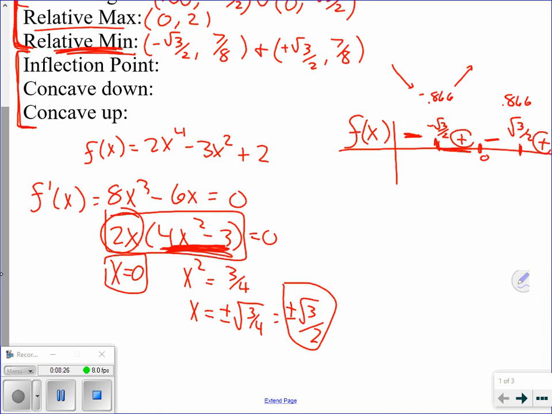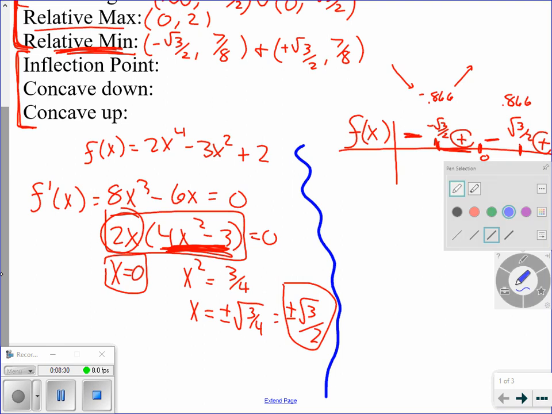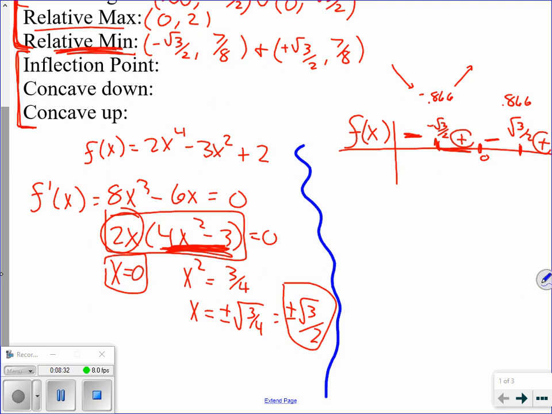Now, let me do the second derivative. Let's talk about all the stuff we can get from the second derivative. Again, we learned all this in the previous lesson. All right, so first of all, the second derivative is equal to the derivative of 8x cubed minus 6x, which is going to be 24x squared minus 6. And we're going to set this equal to 0 and see what we're dealing with here.